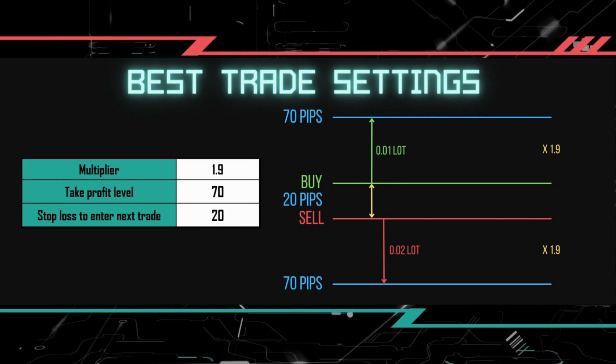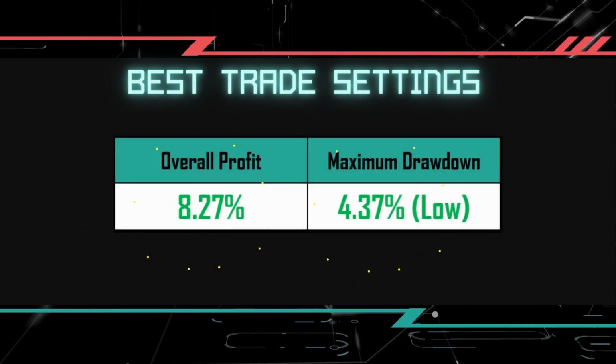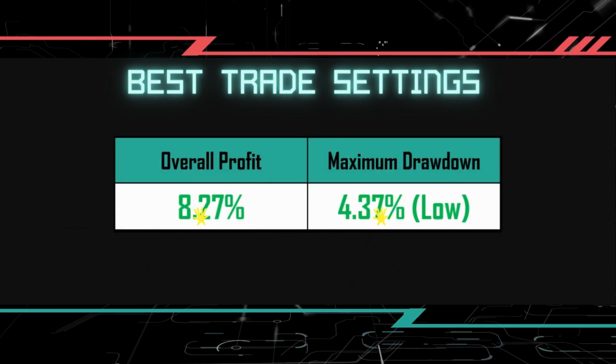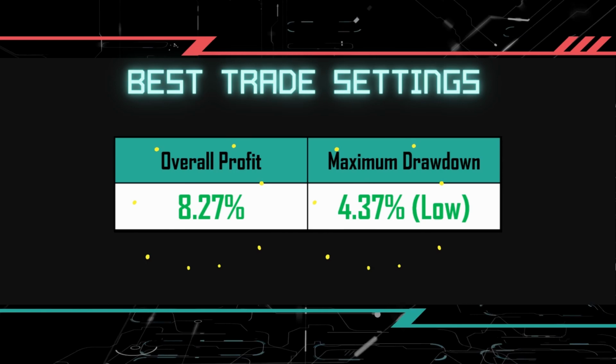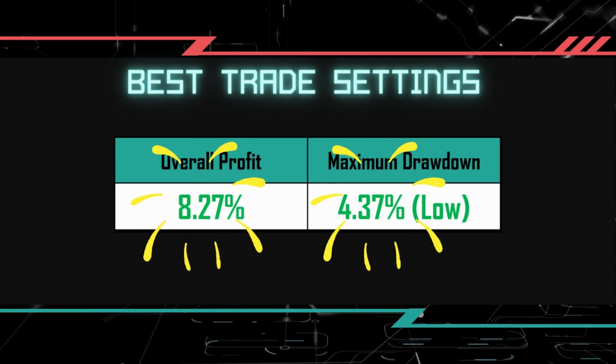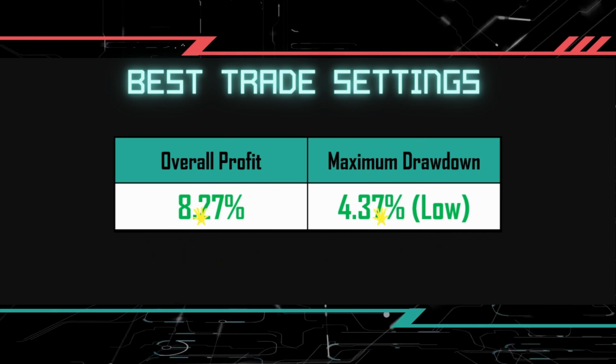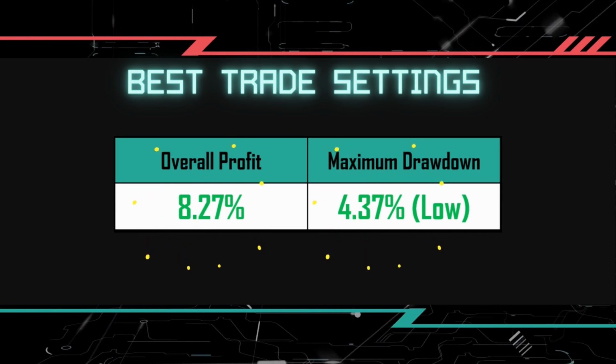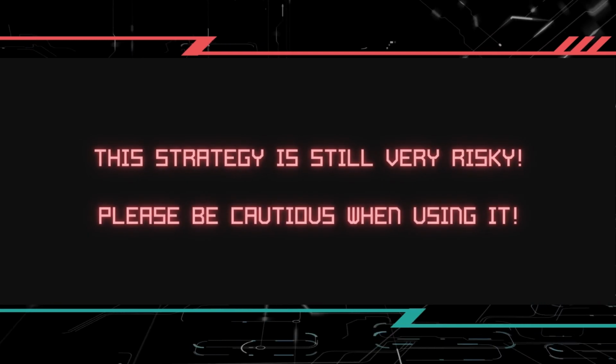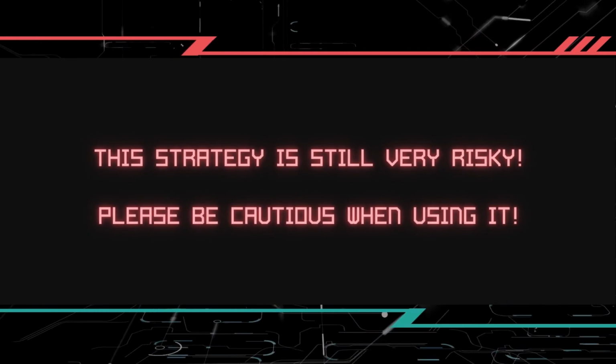Overall, this setting, on a $10,000 account, gave us a profit of 8.27% with a max drawdown of 4.37%. Which means with a $10,000 account, we can earn $827 with a maximum drawdown of $437. Even though this strategy did give us a positive return, we must still warn you that this strategy is very risky.